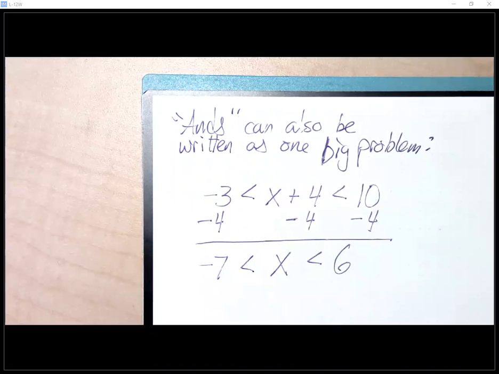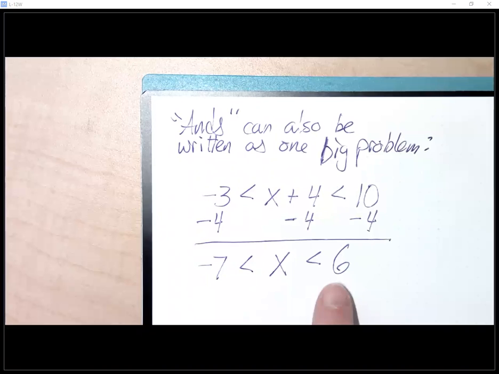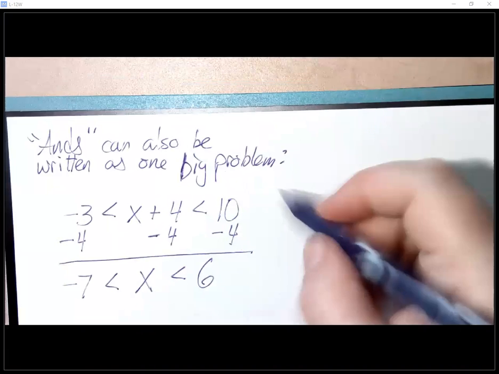I always like to ask myself, are there actual numbers that fit into this range? Sure, there's plenty of numbers that are bigger than -7 that are less than 6 at the same time. Does that make sense? Let me give you one to try. And then we'll talk about how to graph these.